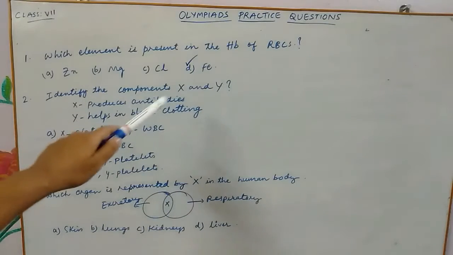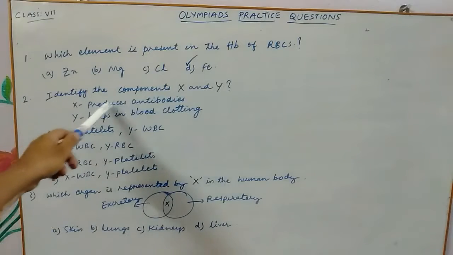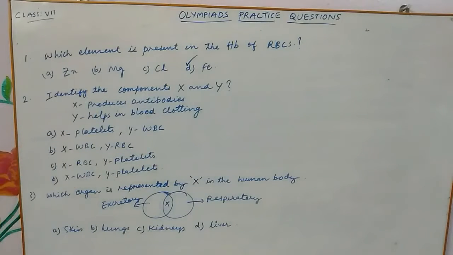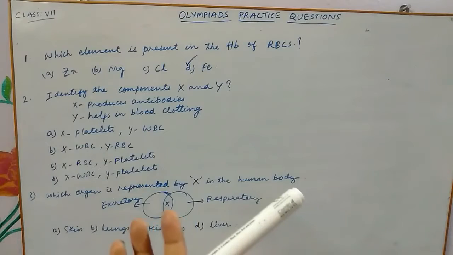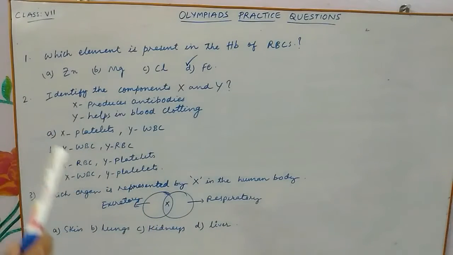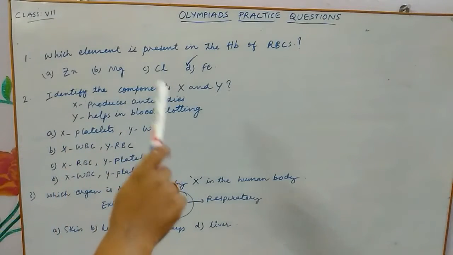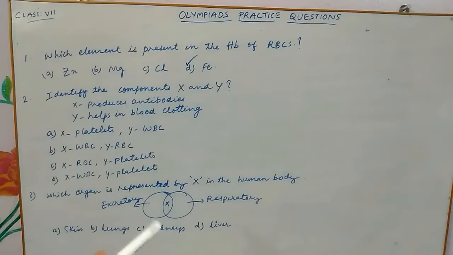Second one, identify the components X and Y. What is X? It produces antibodies. What is Y? It helps in blood clotting. We know that there are different components present in blood, children, and each one has its own function, right? So here they are talking about two different components, out of which X produces antibodies and Y helps in the blood clotting. So what could they be?